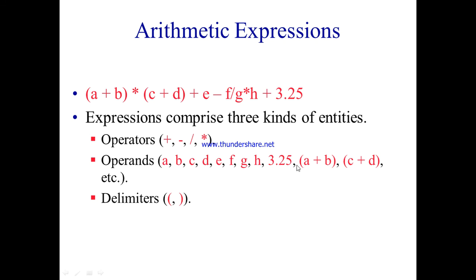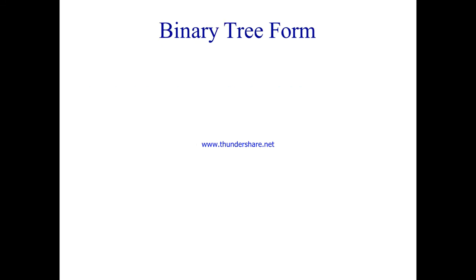A, B, C, D and so on are all what? Operands. Why am I taking A plus B also as an operand? Because it is in the delimiters, so this is calculated first, and whatever the result is, we have to multiply with this. So this is how the expression will be. These expressions we can represent in terms of a binary tree.